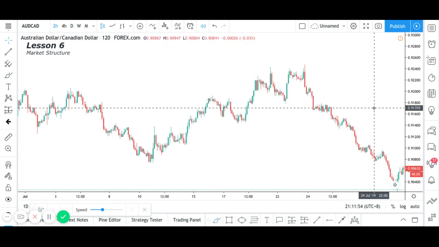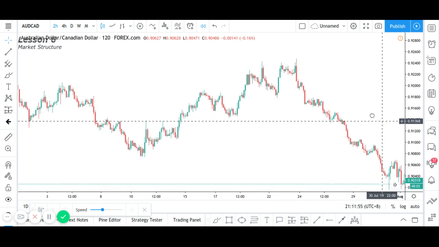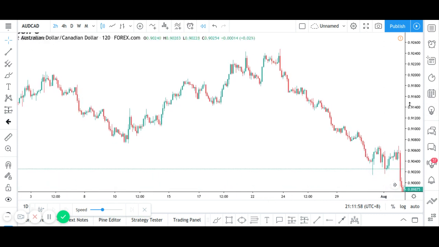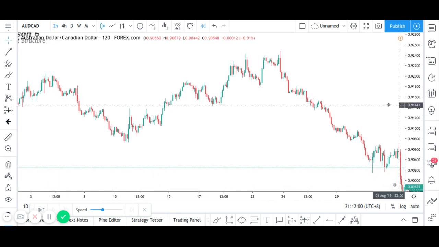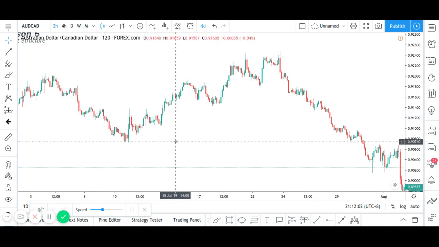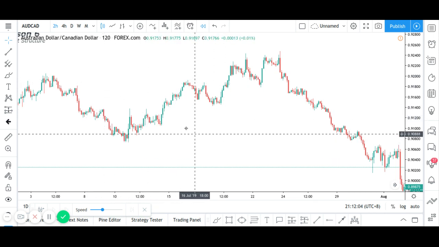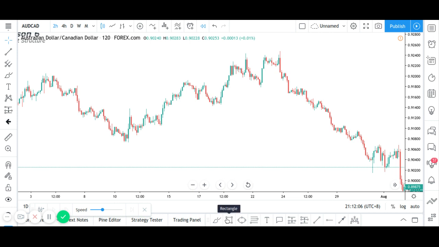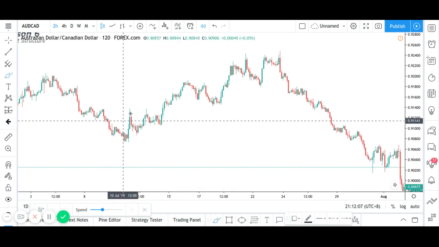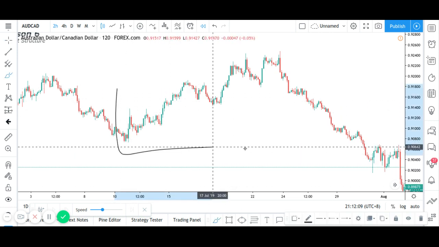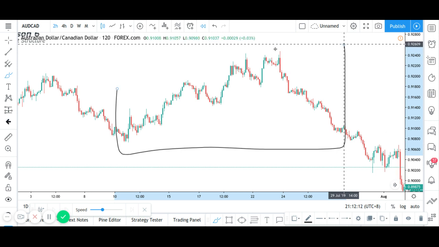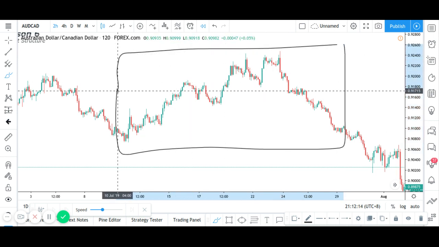So we have an example here. My favorite pair to teach on is AUD CAD. So basically what we have over here, we can already see from this move over here, I want you guys to focus on this move right here, okay?